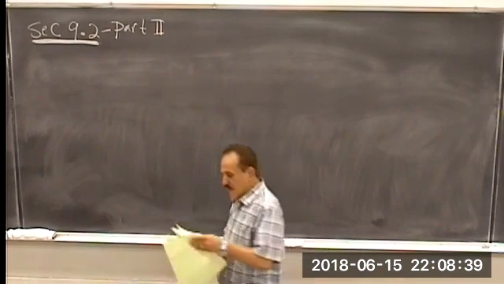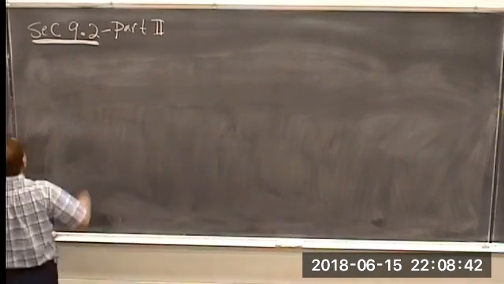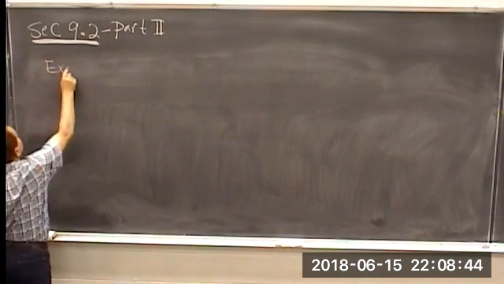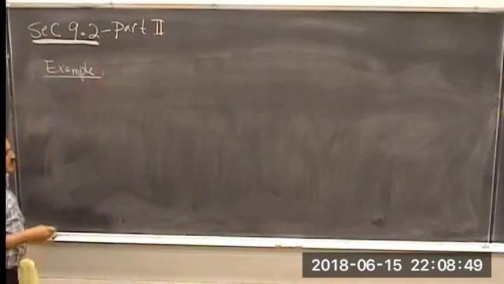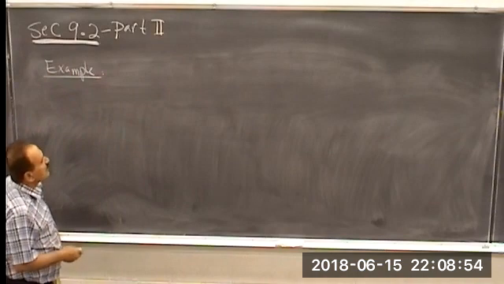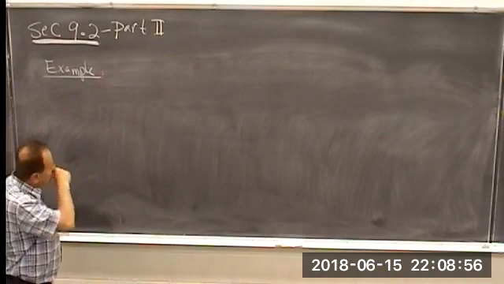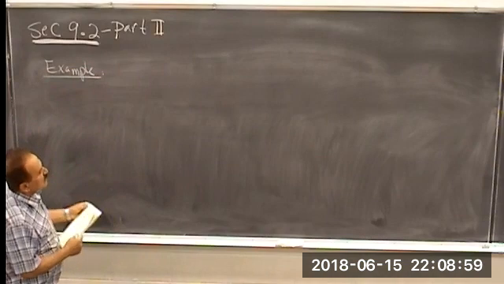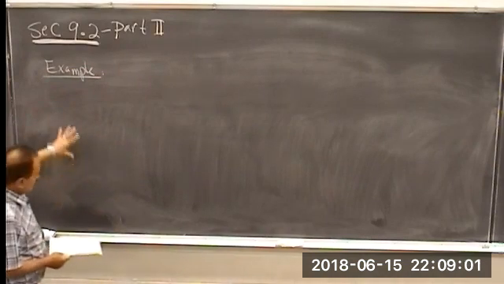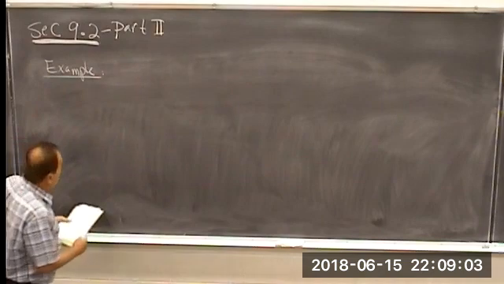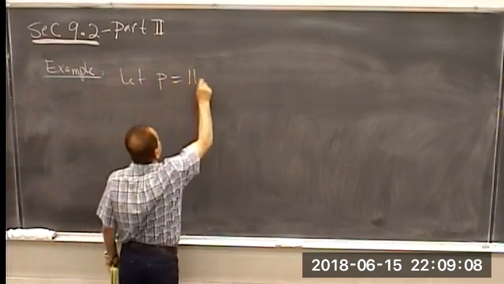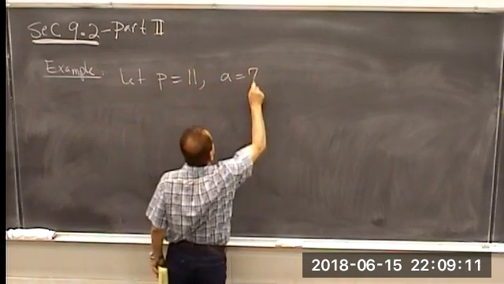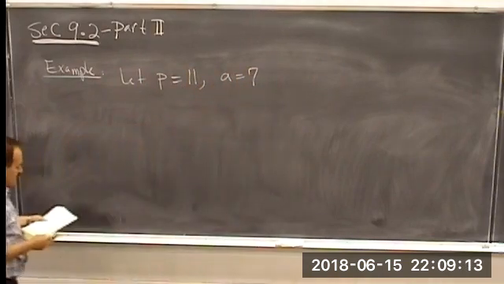All right, so here's the example. It's going to serve two purposes. First, it's an application of the lemma. Second, and more important, is to imitate the proof of the lemma itself. So we're going to let P equal 11 and A equal 7, which is definitely relatively prime to 11.